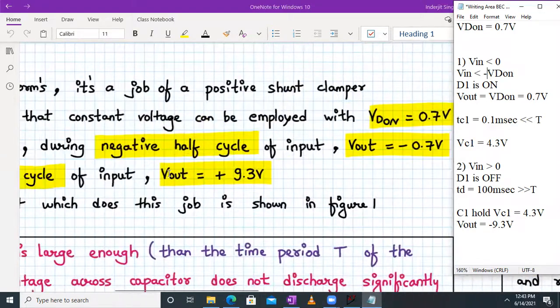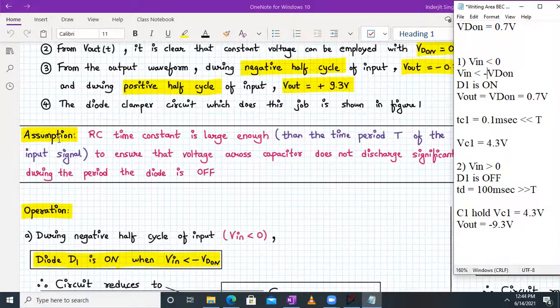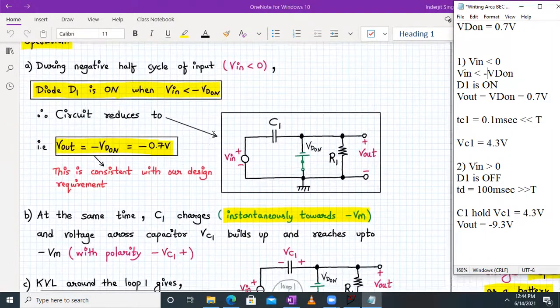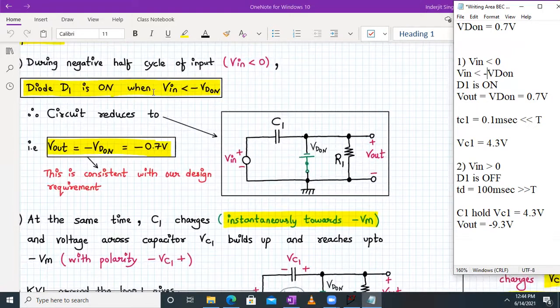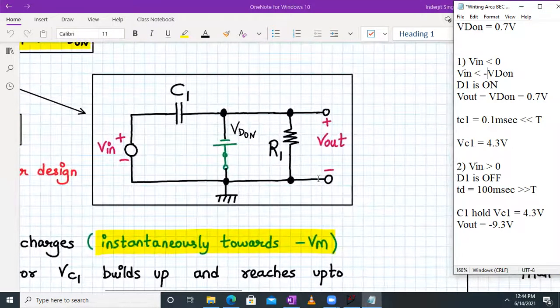Okay, so let us go into the analysis. We have to write the same assumption again for every numerical or design. So during the negative half cycle of the input, when Vin is less than 0, and in general, when Vin is less than minus VD on value, your diode is on and your circuit reduces to this. It is replaced by a constant voltage model, and here my output voltage will be equal to minus VD on. Output voltage will be equal to minus VD on.